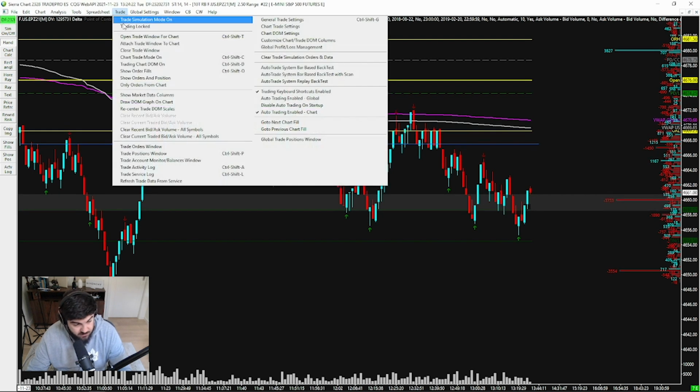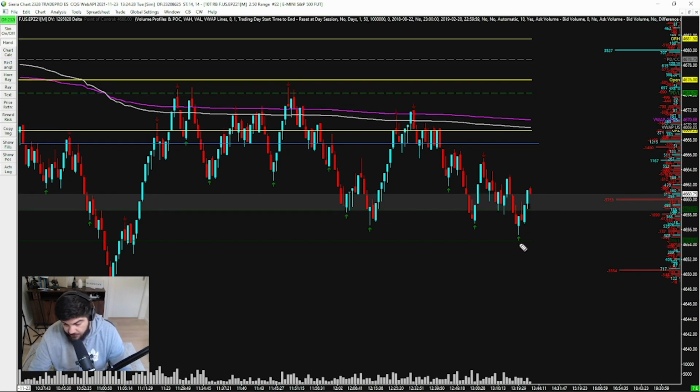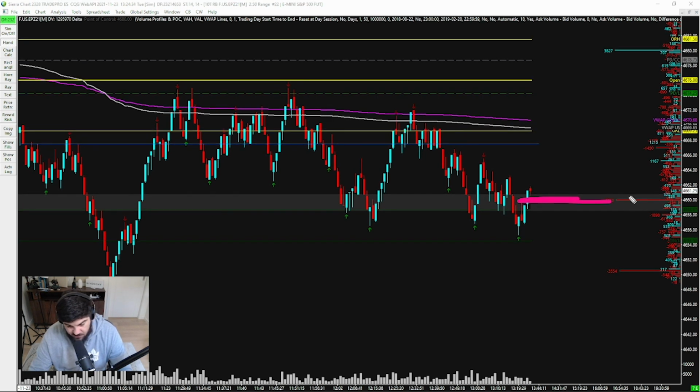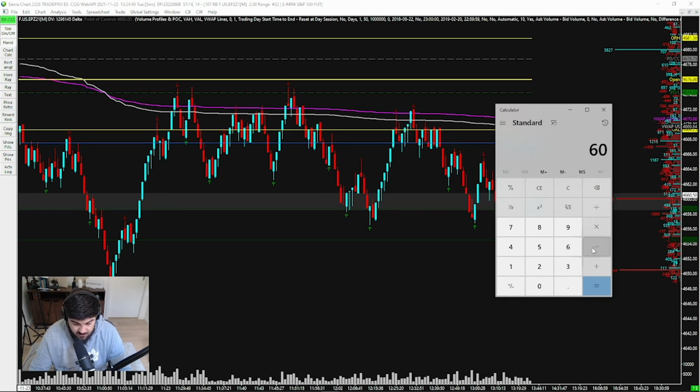Let me go on sim just to make sure that when I do this example, I actually get in because I don't want this trade. It's afternoon. I don't want to trade anymore. But we're going to be getting in around the 60. Let's see what we could do. So the stop would have to be 53.75. So what is 60 minus 53.75?